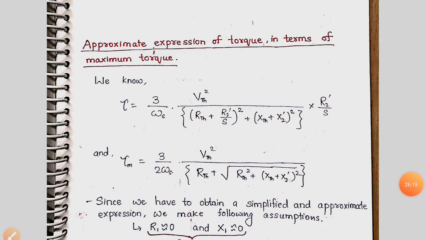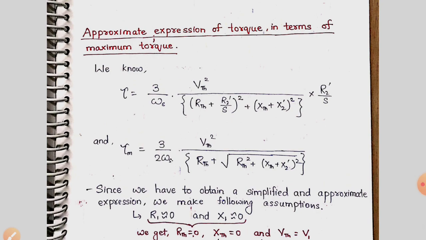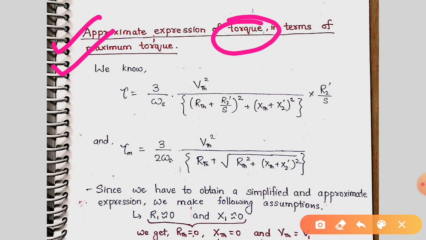Another important formula which you need to remember is the approximate expression of torque in terms of maximum torque. In many competitions, you need to use this formula directly in order to find the answer, because we are just calculating the approximate relation between the torques. So you need to remember this formula which we are going to derive just now. It's very important from competition point of view.